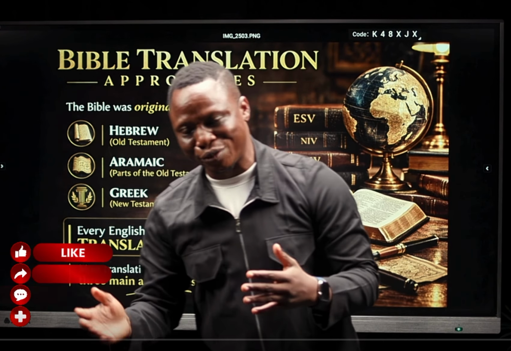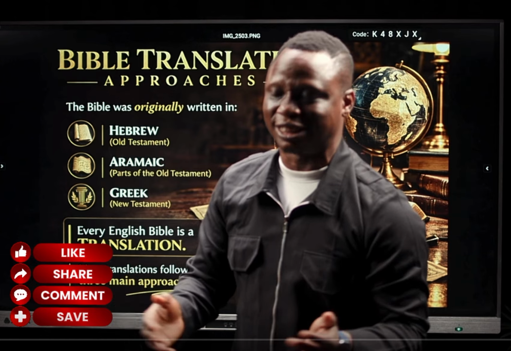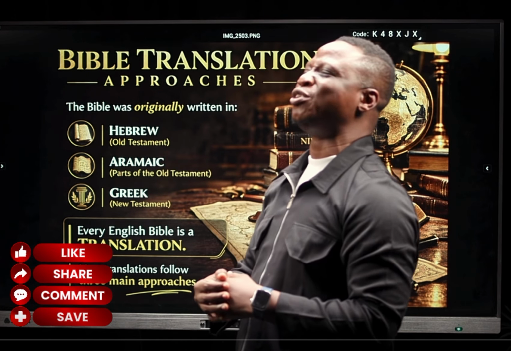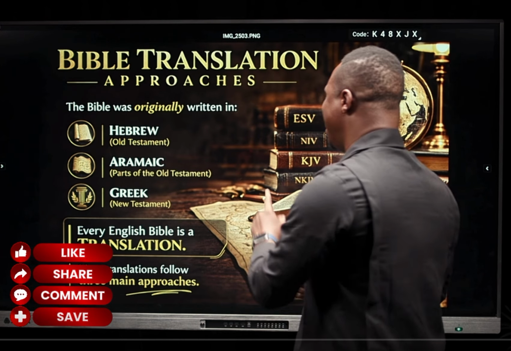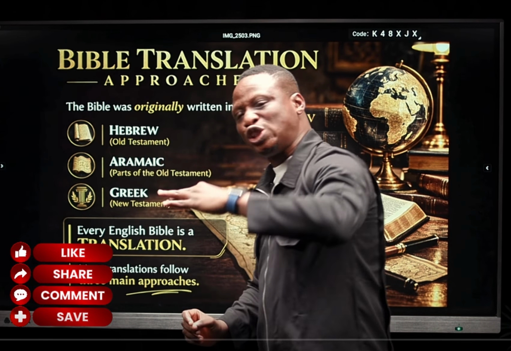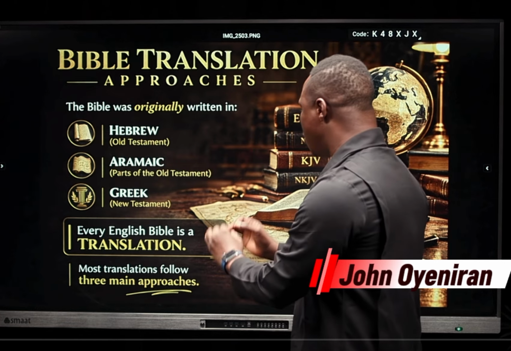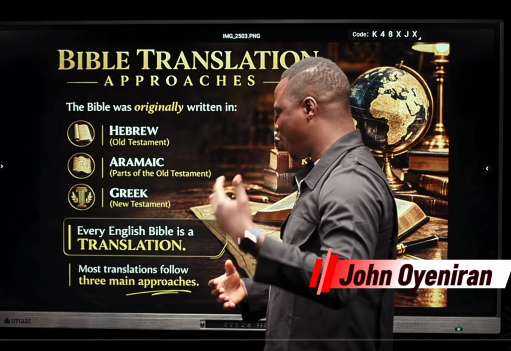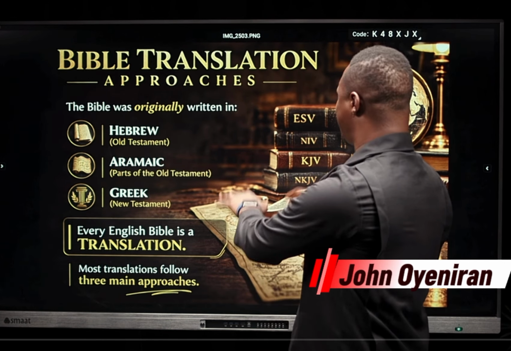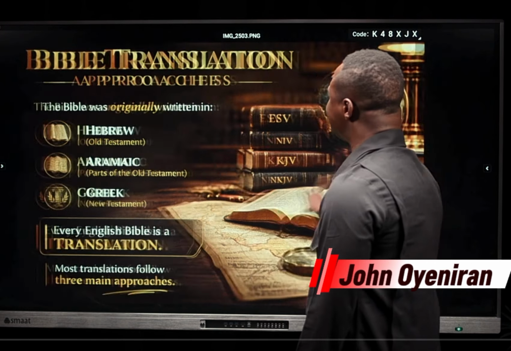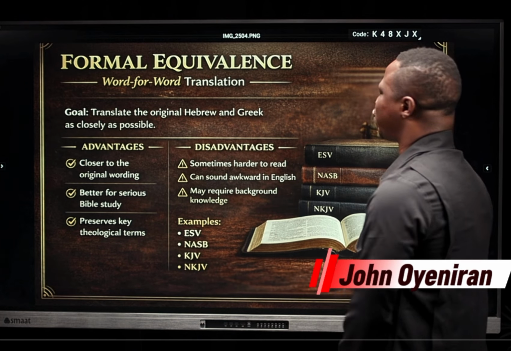In fact, we have had some discussions over the past week on this, where people said the Bible is a European project. No, every English Bible you have is a translation from these three original languages, okay? And most translations follow three main approaches, and these are the approaches I'm giving to you here. So let's go quickly and look at the first one.